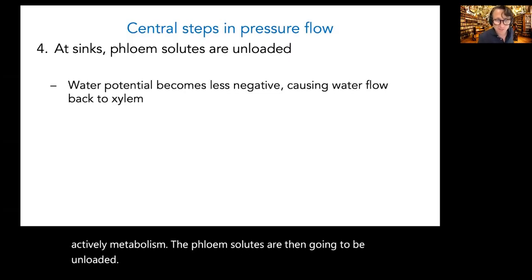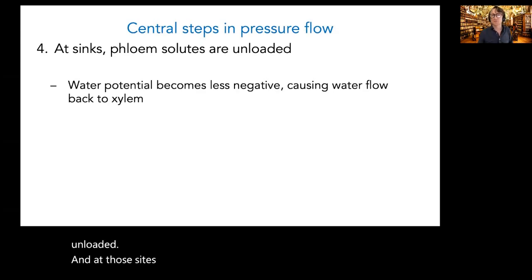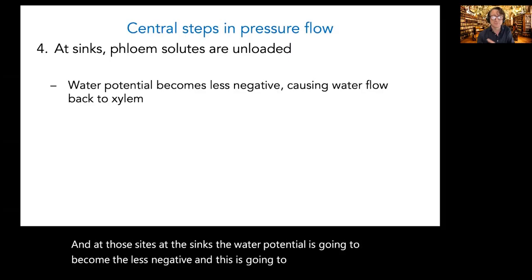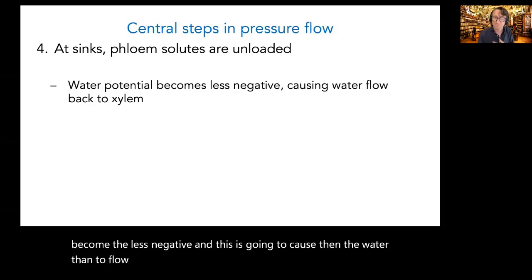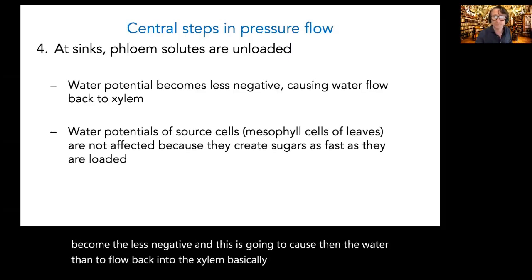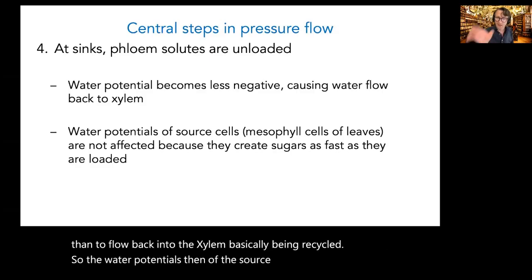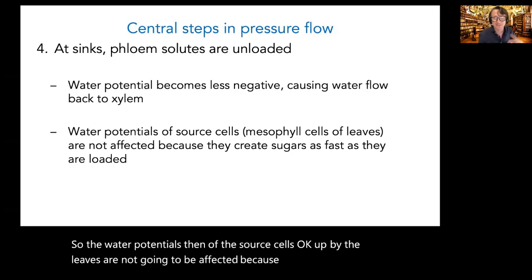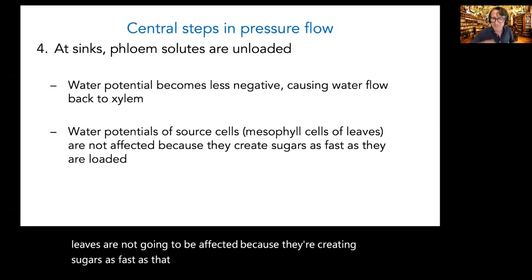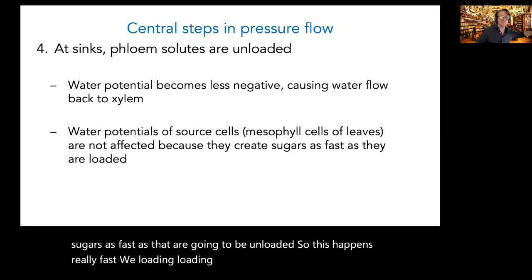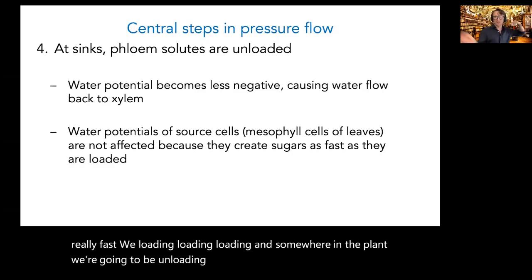And at those sites, at the sinks, the water potential is going to become less negative. And this is going to cause the water to flow back into the xylem, basically being recycled. So the water potentials of the source cells up by the leaves are not going to be affected, because they're creating sugars as fast as they're going to be unloaded. So this happens really fast. We're going to be loading, loading, loading, and somewhere in the plant, we're going to be unloading, unloading, unloading, and this creates this flow.